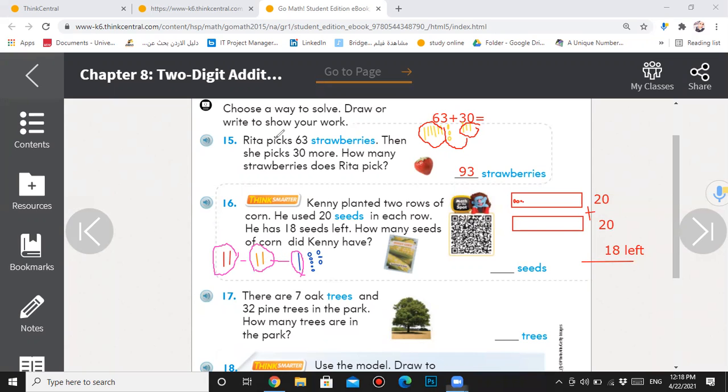1, 2, 3, 4, 5. I have 5 tens. Just count them together. Okay, and how many ones left? Okay, I know it is a hard question, but you can do it, guys.